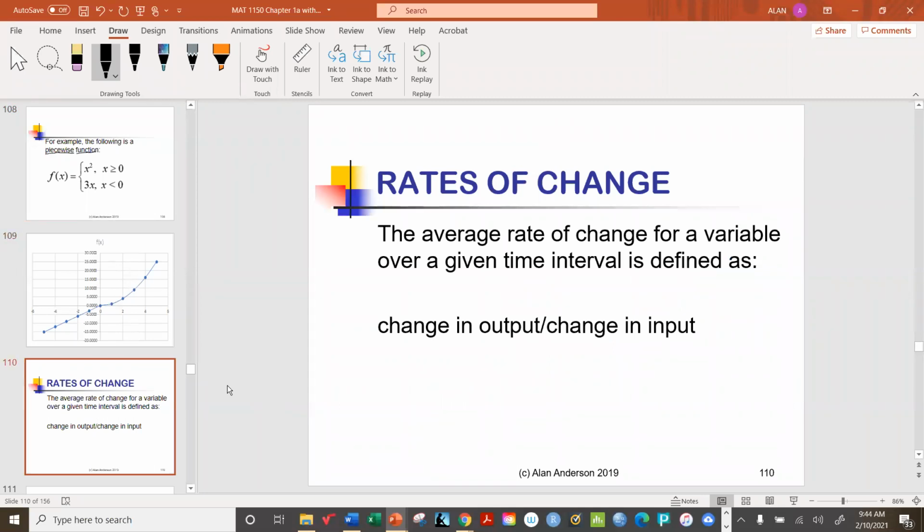Now, rate of change, this is something you may have run into in high school physics. The average rate of change for a variable over a given interval of time is defined as the change in the output divided by the change in the input. For example, if you're thinking of a car driving along the highway, or how much our profits change as we produce more and more of a product, that's when this concept becomes very important. So here's an example.